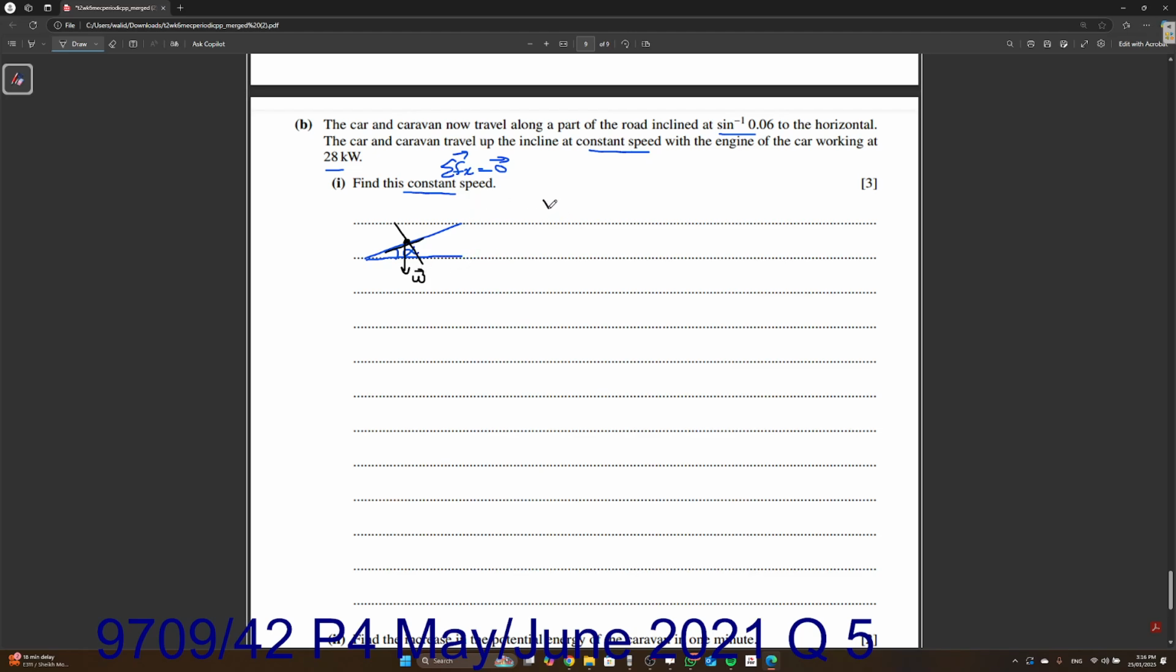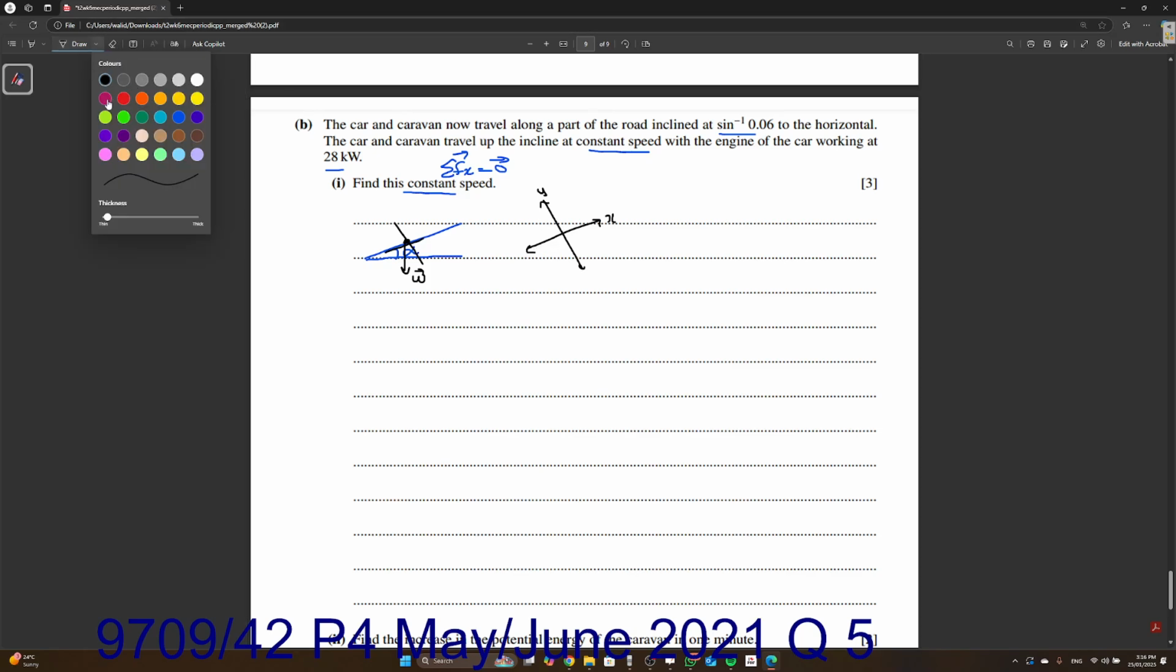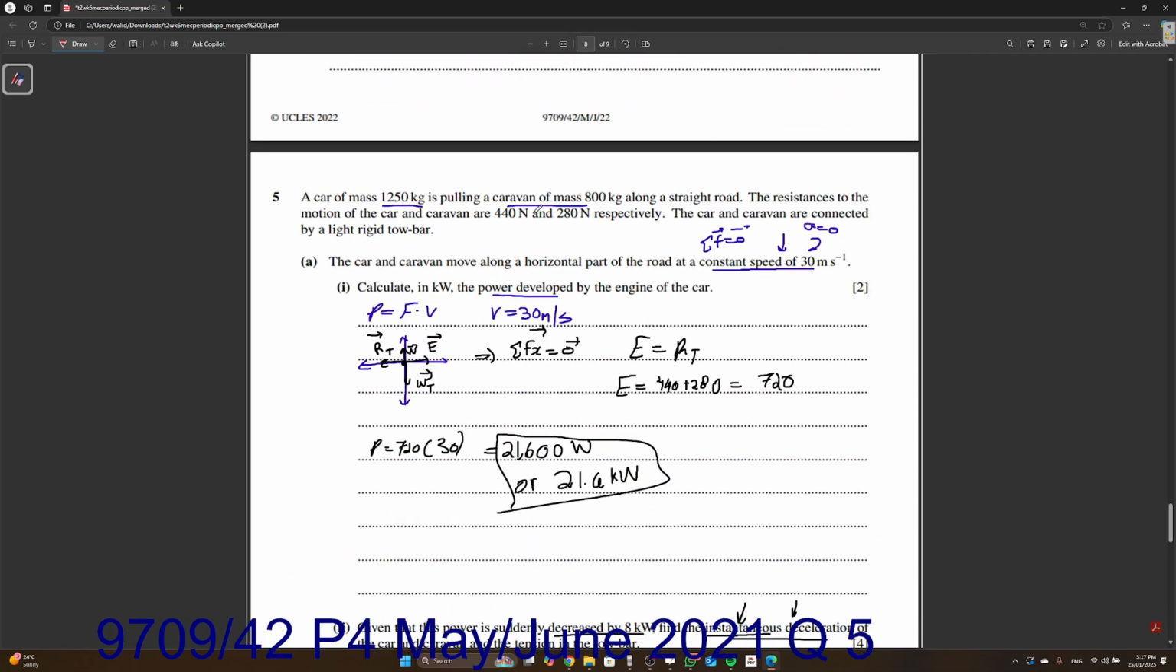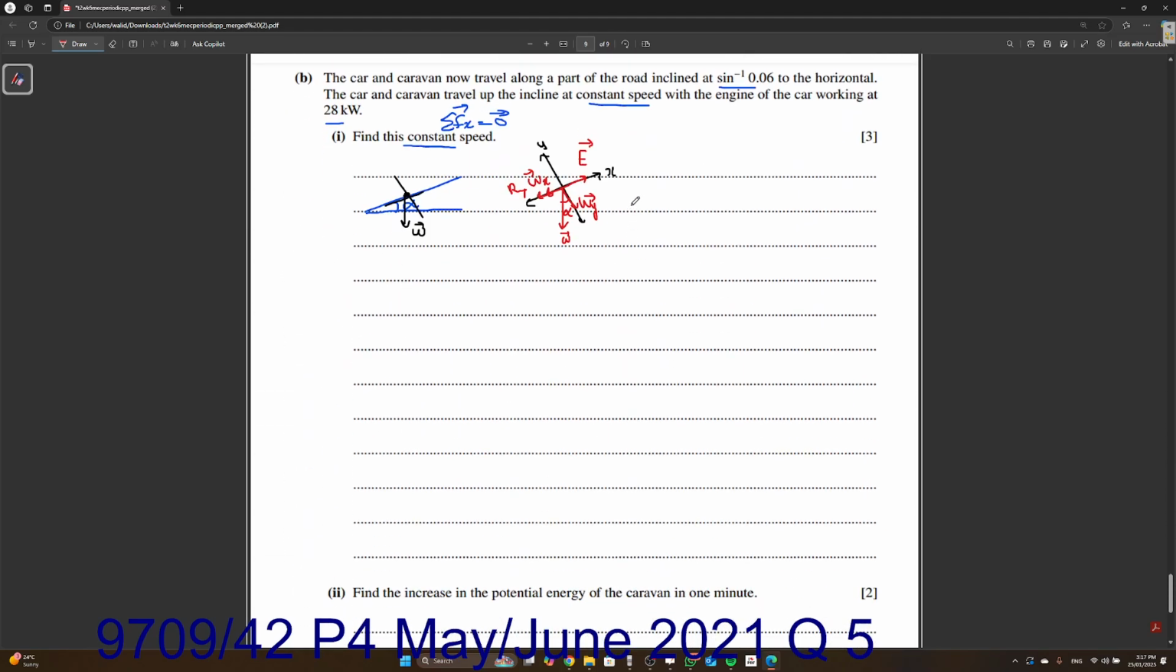Okay, to draw the FBD, it's Y, X, okay, the weight goes down, and there's an angle alpha over here. We know that we have Wx and Wy. We know that the engine produces a driving force of E, that I like to call E, they call it dF, and we obviously have the resistance forces from the car and caravan that they said are always 440 and 280.